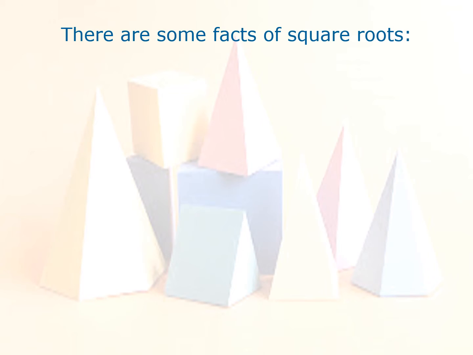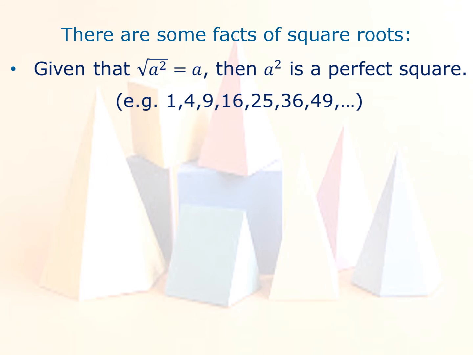There are some facts of square roots. The first one: given that the square root of a squared equals a, then a squared is a perfect square. Perfect squares are the numbers which, if we multiply 1 times 1, it is equal to 1. And if we extract the square root of 1, it is a whole number.